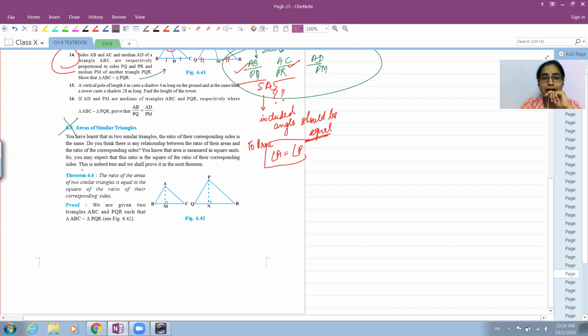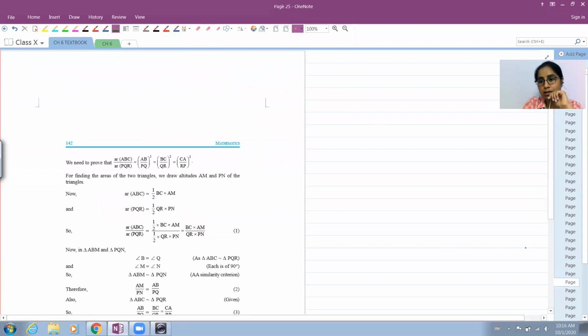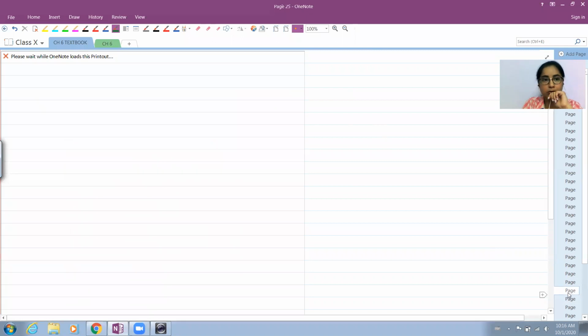So the next topic that you have is areas of similar triangles. This is not in your syllabus. The theorem is deleted, the exercise is deleted. So you can write that down, that exercise 6.4 has been deleted, not in your syllabus anymore. And the next theorem that we have in the syllabus is Pythagoras theorem.